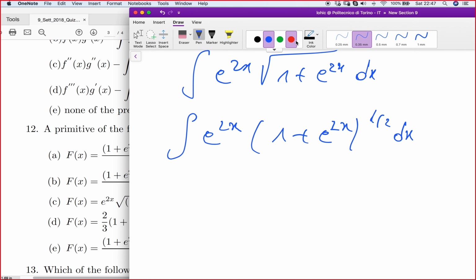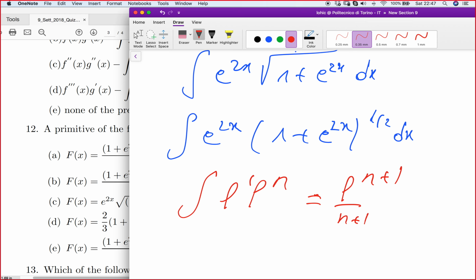Which formula does it look like? It looks basically like the integral of f prime times f to power n, that we know should be equal to f to power n plus 1 over n plus 1. This is the formula we know.